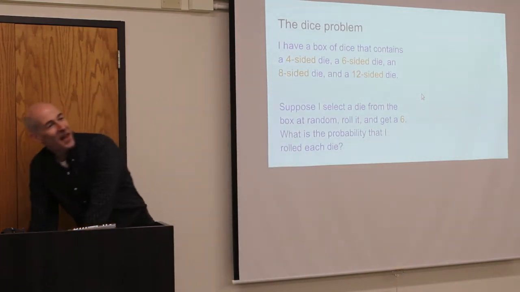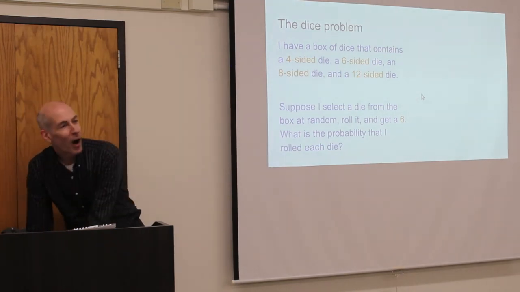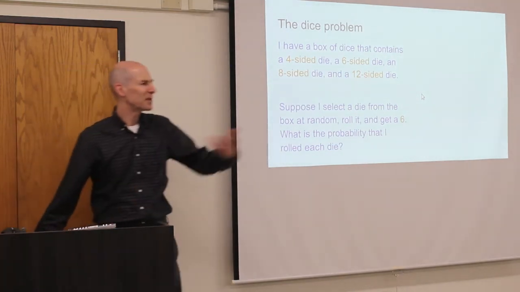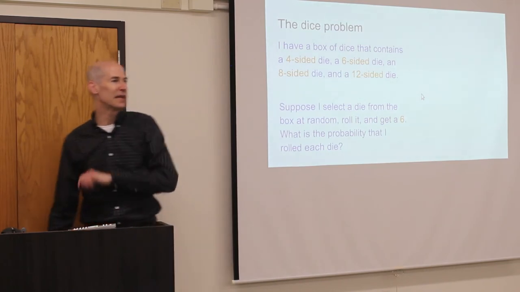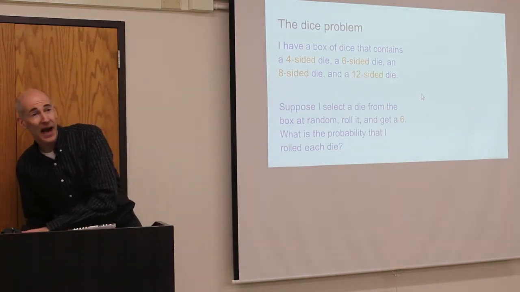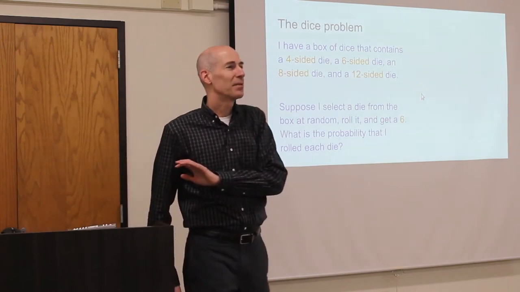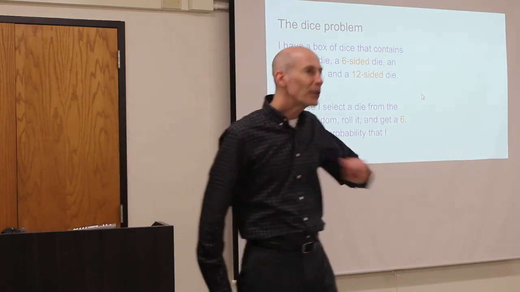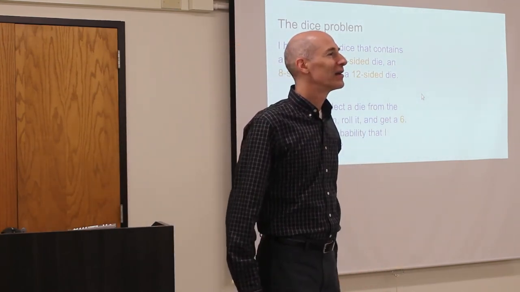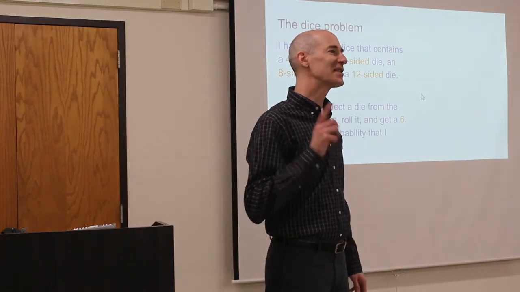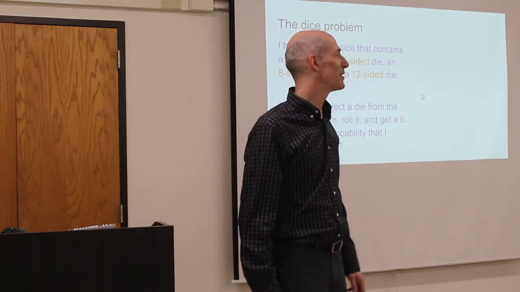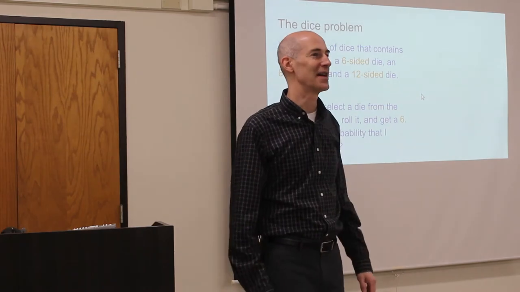So let's say that I don't let you see the box. I draw one of the dice at random, and let's assume again that that means equal probability of choosing each die. I roll the die, and I report to you, honestly, that I rolled a six. But you don't know which die it was. You would like to compute what is the probability that I rolled each of those dice.